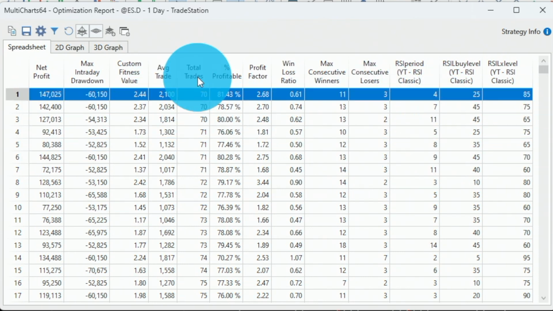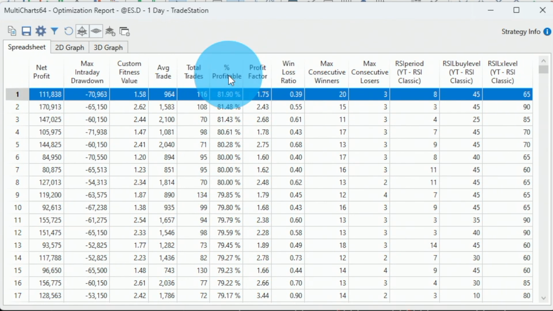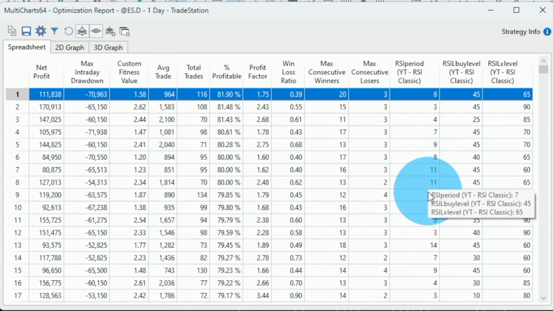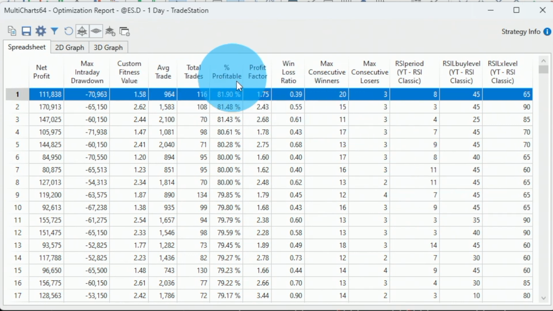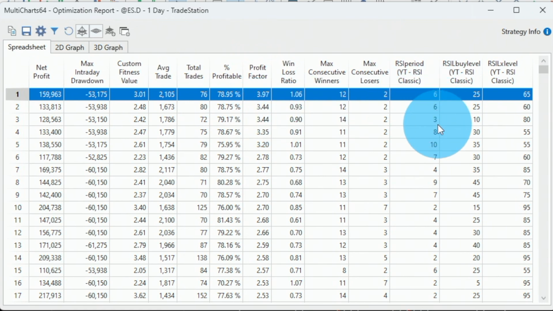If I go by number of trades, the lowest number of trades is 4, 7. Remember, a low number means I pay less commission than a high number. Then if I go by win percent, this is 81%, and the RSI periods are 8, 3, 4, 7, 9. Again, these are longer periods. So far, longer periods produce better average trade and better win percent. If I go by profit factor, 6, 3, 10, 7. Again, the longer periods are better.